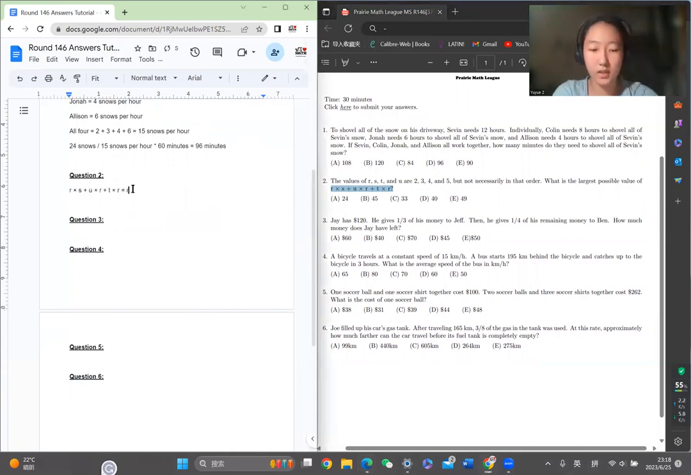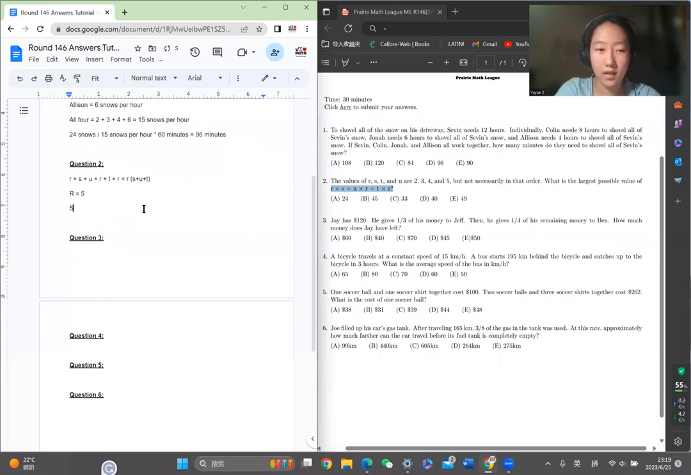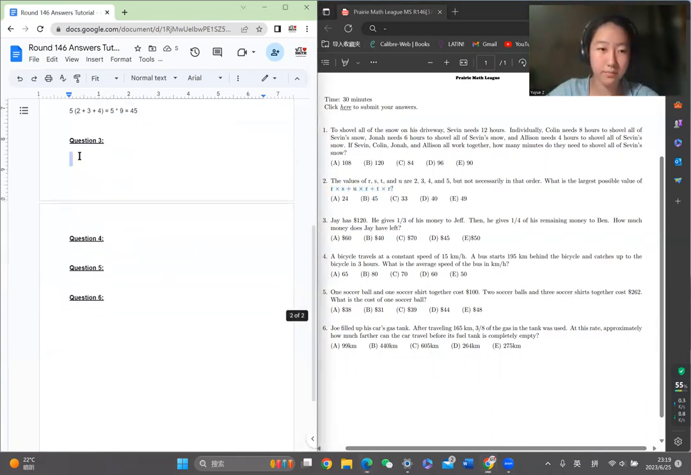So this equation can be simplified into R times (S plus U plus T). After we get this, we realize that in order to obtain the largest value of this expression, we would need R to be the largest possible value. So R would equal 5. The rest doesn't really matter, as it would all be added together. So 5 times (2 plus 3 plus 4) equals 5 times 9 equals 45. So the answer to question number 2 is B, 45.